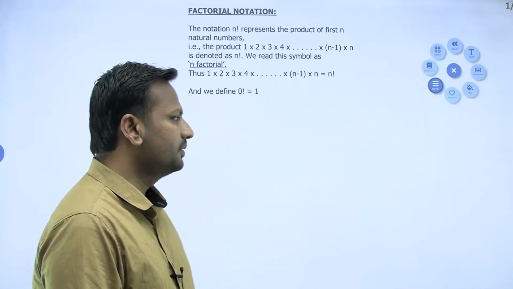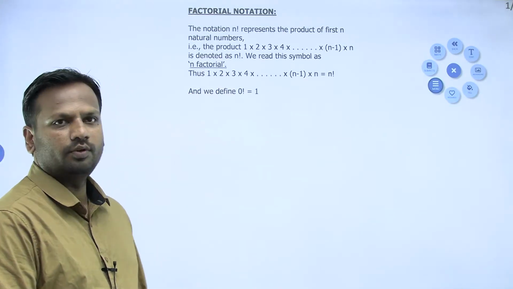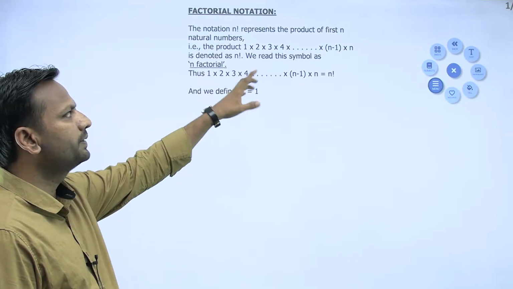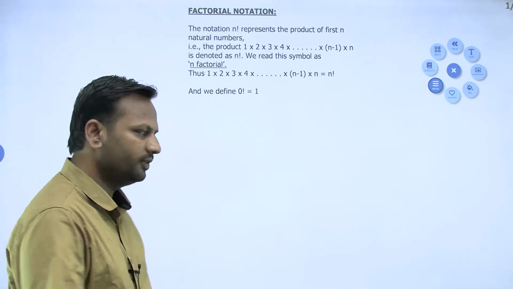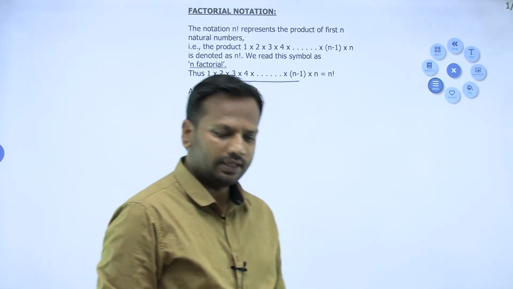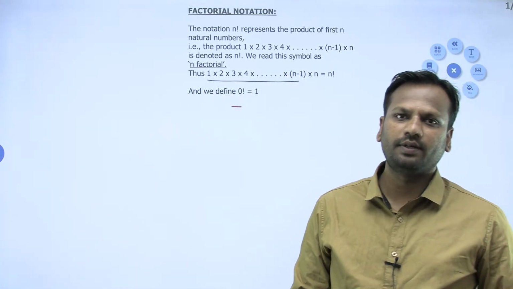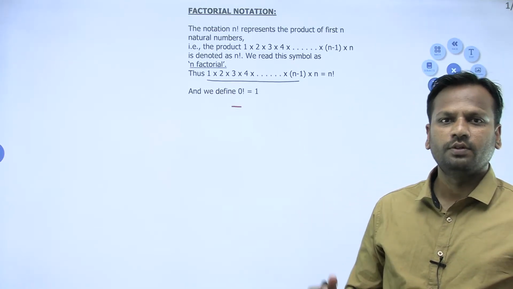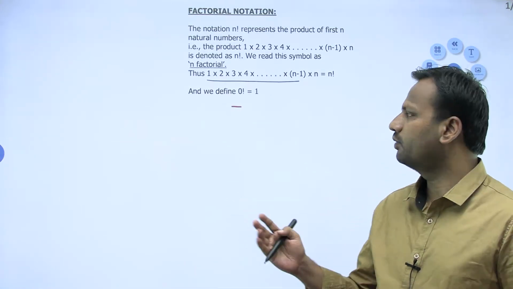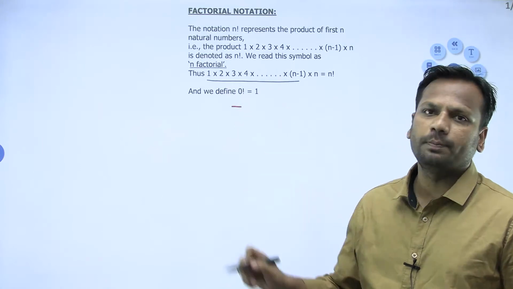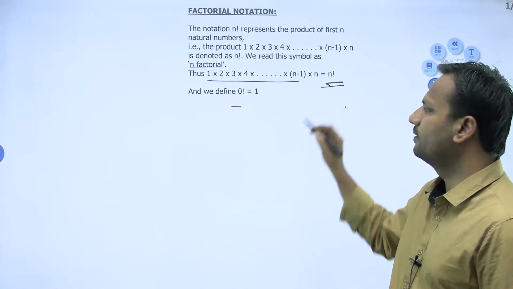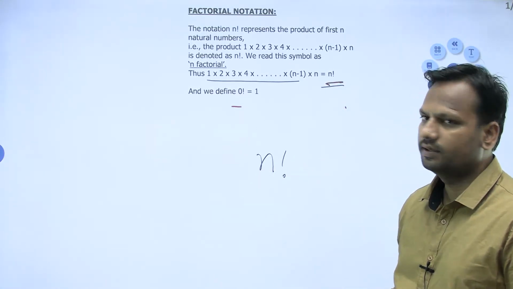Just see here what it is. Factorial notation. What is factorial notation? The notation n factorial represents the product of first n natural numbers, students. What are the natural numbers? Naturally occurring numbers are known as natural numbers. Starting from 1, 2, 3, 4, and so on up to n. So all are natural numbers. If you take the product of the first n natural numbers, you'll get n factorial. We denote it like this, n exclamation mark.